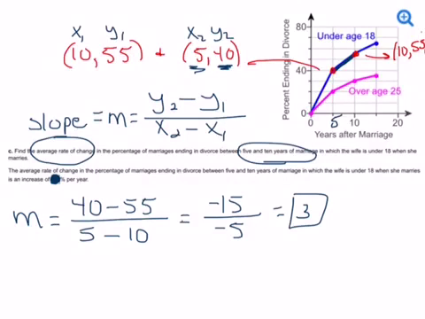So if we read the answer sentence, it says, the average rate of change in the percentage of marriages ending in divorce between 5 and 10 years of marriage, in which the wife is under 18 when she marries, is an increase of, this should be 3% per year.